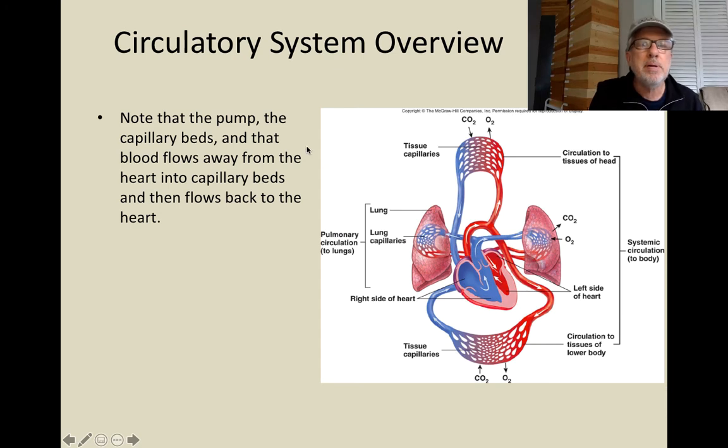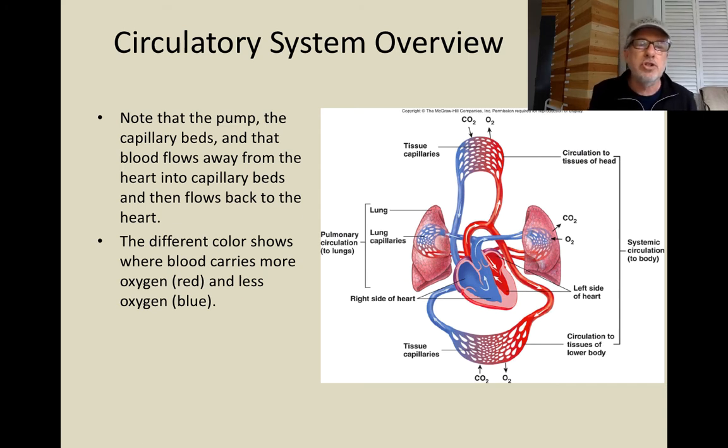Here is a picture that gives a schematic overview of what the circulatory system looks like. Note that the pump is here. The capillary beds are represented by these net-like diagrams, and blood flows away from the heart into the capillary beds, and then back from the capillary beds to the heart in each case. The different colors show where blood carries more oxygen, red, and less oxygen, the blue blood. So if you see it blue, it means the oxygen has been depleted from that blood. And if you see red, it's highly oxygenated blood.